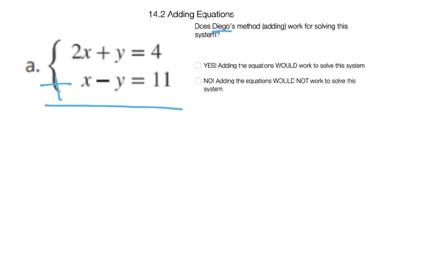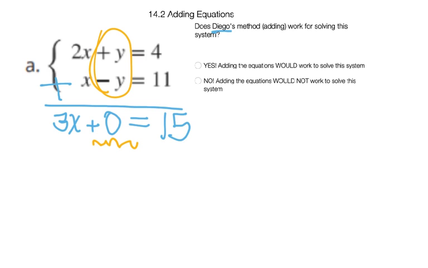So if I have 2x and I add another x, how many x's do I have? I have 3x. And if I have y and I take y away, what do I have? 0. If I have 4 and I add 11, what do I get? 15. So take a look. Was I able to eliminate the variable of y? Absolutely. So yes, I could add the equations in order to solve the system. That's all I needed to do in this situation. All right, let's move on to the next slide.